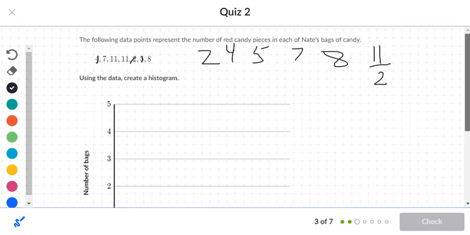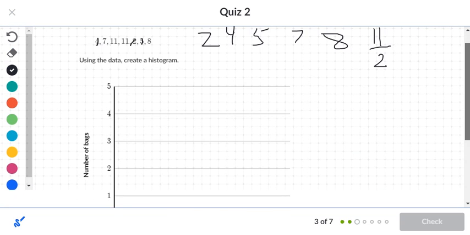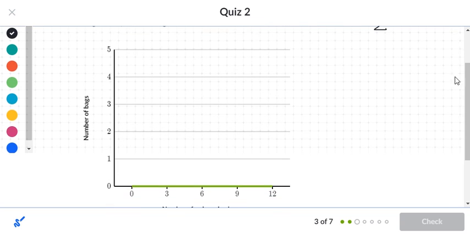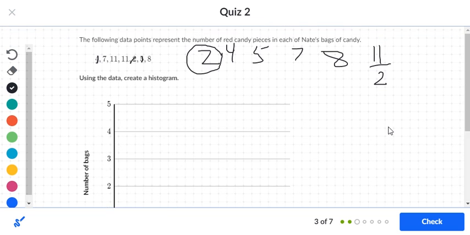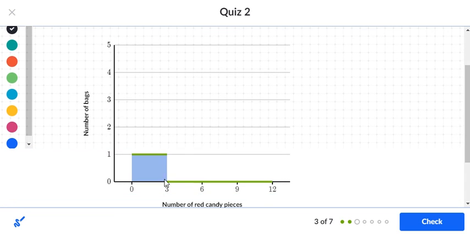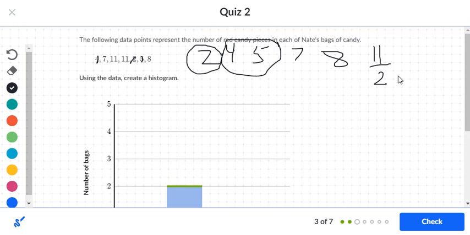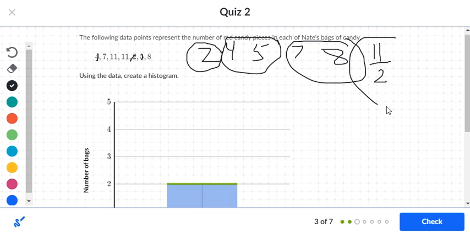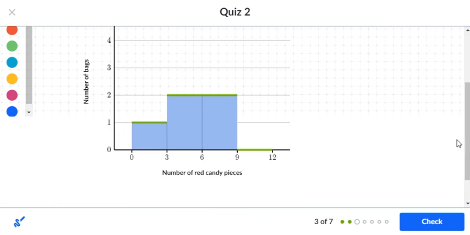So we're going to do our bar graph. So we're going to go from 0 to 3. Well, 0 to 3, the only number there is 2. So we drag this up by 1. The next range is from 3 to 6. Well, 3 to 6 is 4 and 5, so that would be 2. The next range is 6 and 9. So 6 and 9 would be 7 and 8, which would also be 2. And the last one is from 9 to 12. And from 9 to 12, we have two 11s.